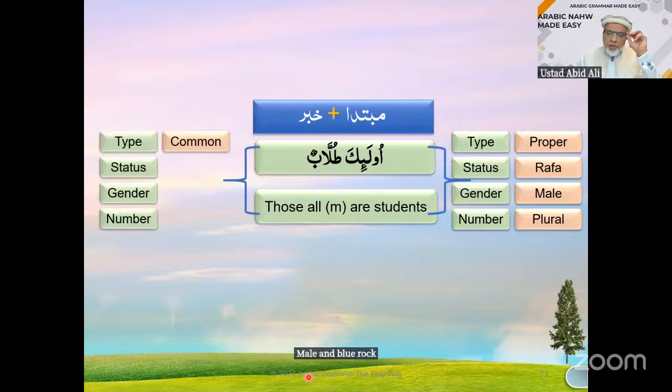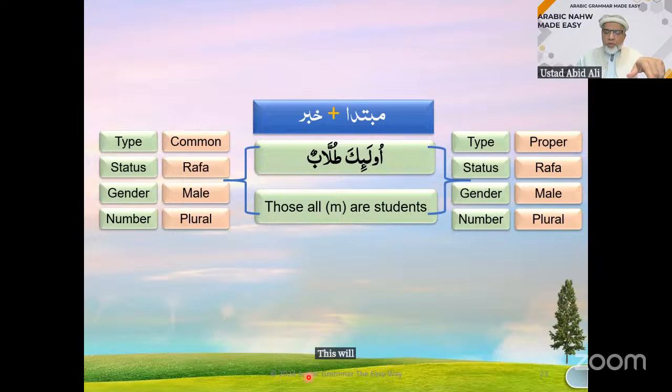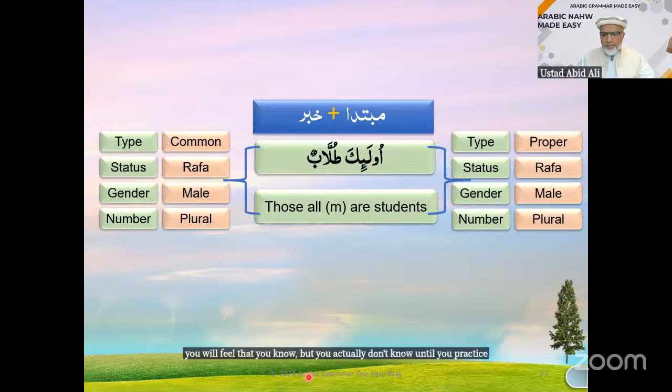Now, if you just want to practice writing down only these three or smaller examples, this will also help you, because sometimes just looking at the thing, you feel that you know, but you actually don't know until you practice on your own time.